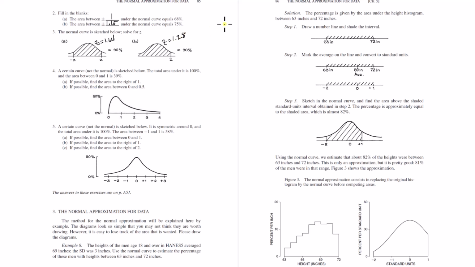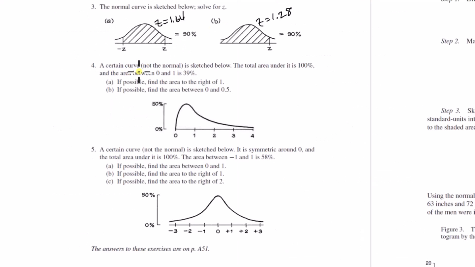All right, a certain curve, not the normal, is sketched below. The total area under this curve is 100%, and the area between 0 and 1 is 39%. If possible, find the area to the right of 1.